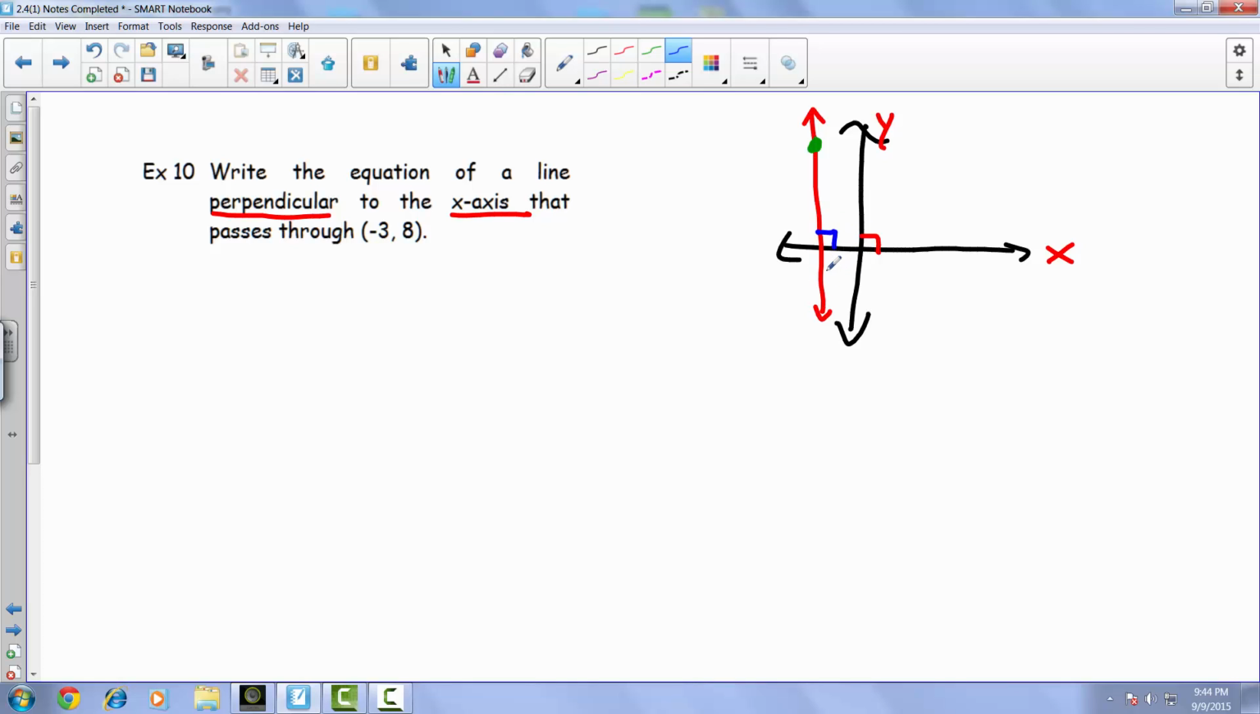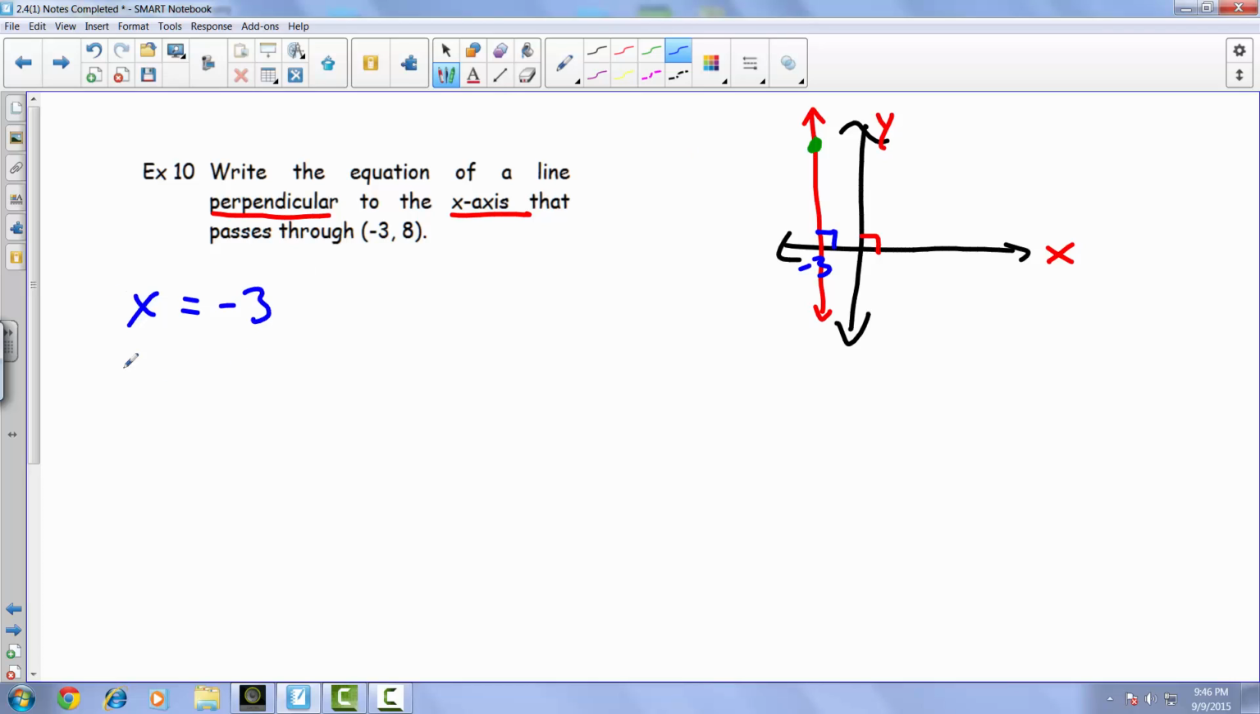Well, if you think about it, this x value was negative 3. So in other words, x was equal to negative 3 there. We also end up with this undefined slope. But again, this equation does satisfy both conditions because it is in fact perpendicular to our x-axis, and on top of that it does pass through this point.